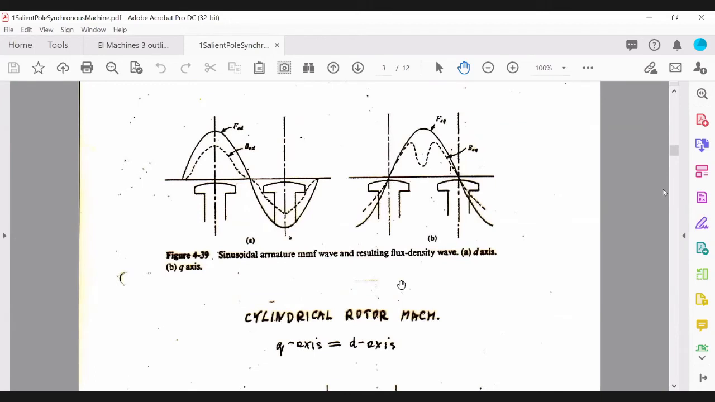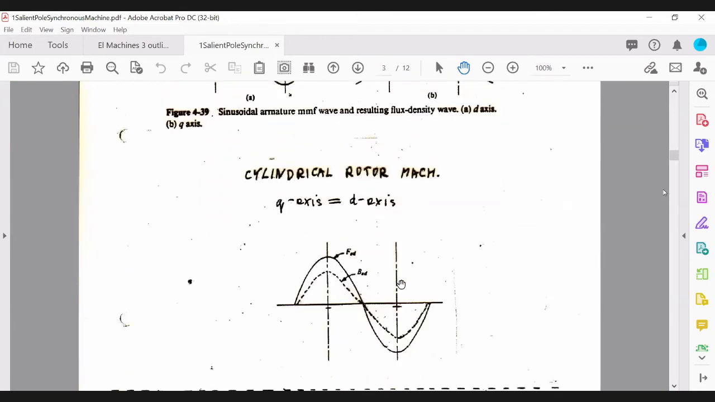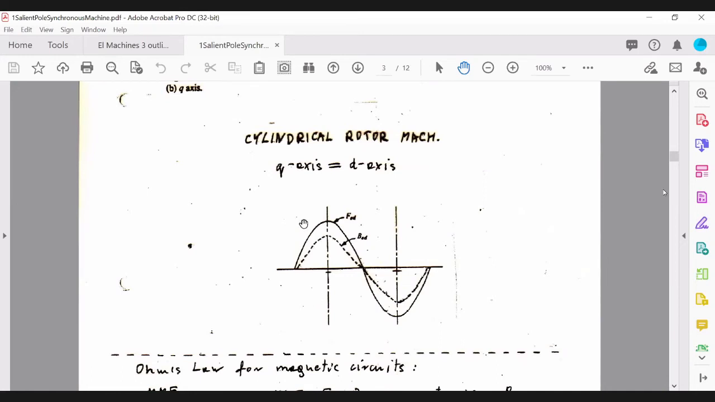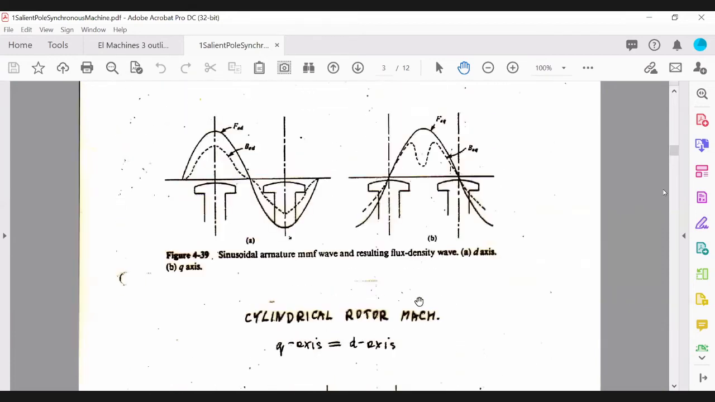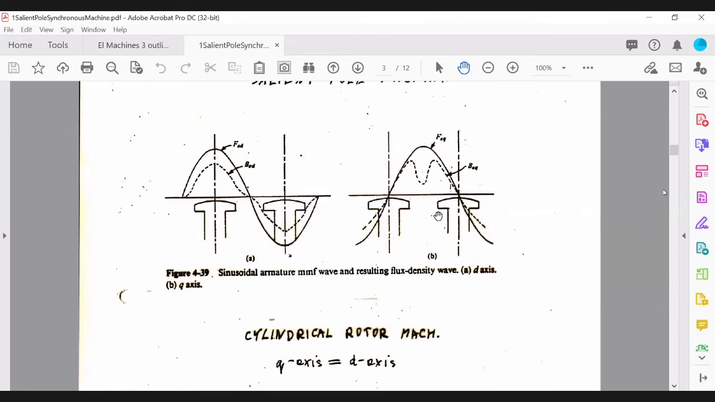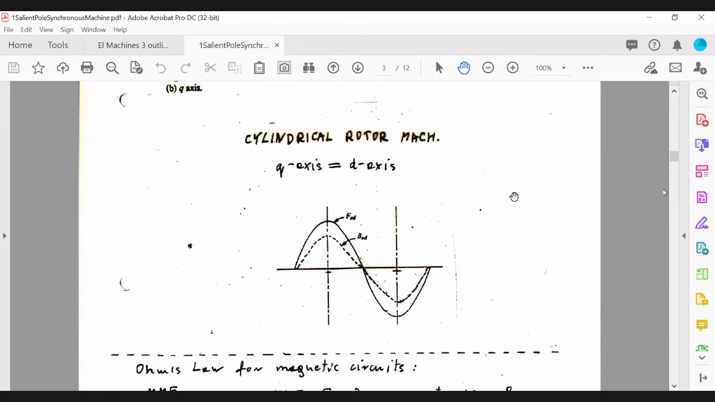Now, when you're looking at a cylindrical rotor, you will basically have the q-axis equal to the d-axis, so you end up with just one sinusoidal curve, and you can say Xs is Xd, because now it's a cylindrical rotor, uniformly distributed and sinusoidal. This is what you have worked on before, but now you will be working with a more complex case where you have two components, your d-axis and your q-axis.